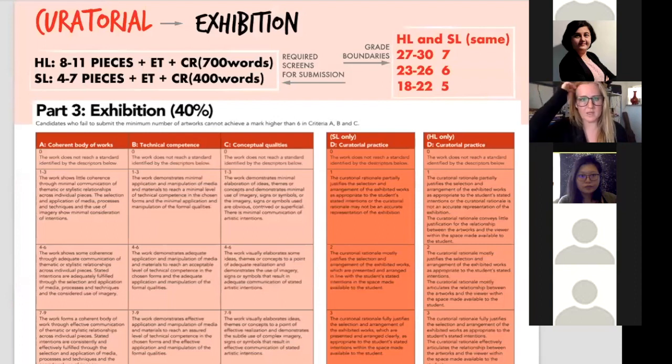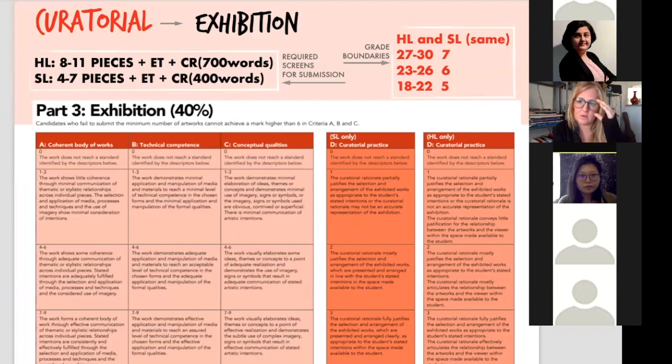Again, go directly, and the exhibition is the one that I, for predicted grades, by far, am pretty confident with my comparative study and my process portfolio predictions, but my exhibition, that's the other really fun thing about IB.